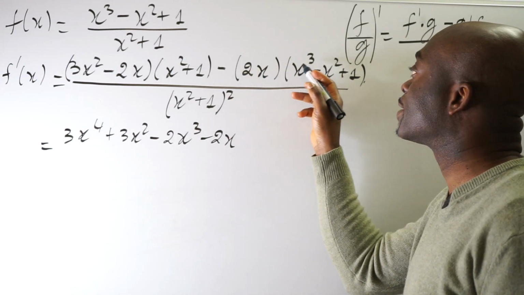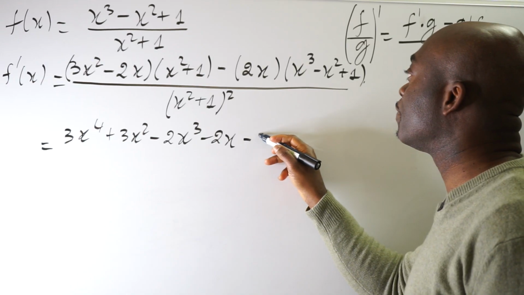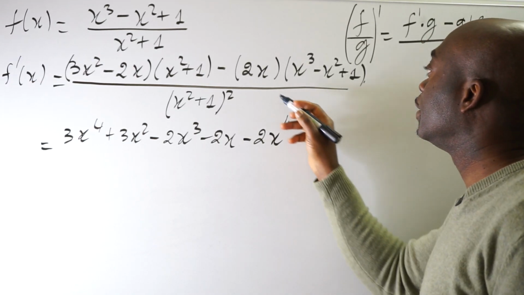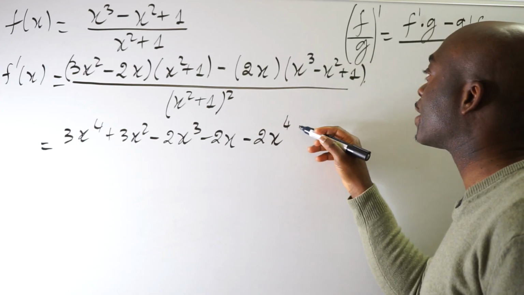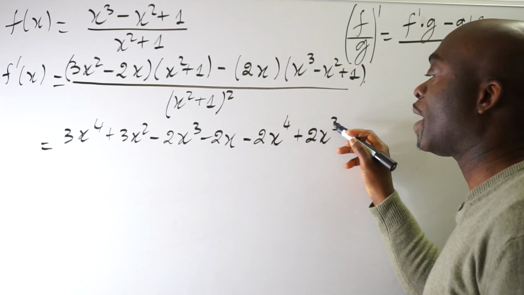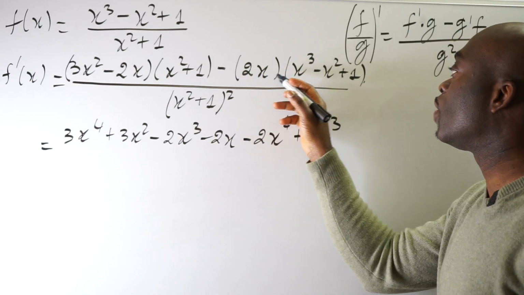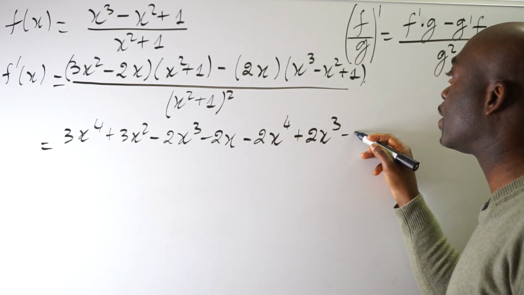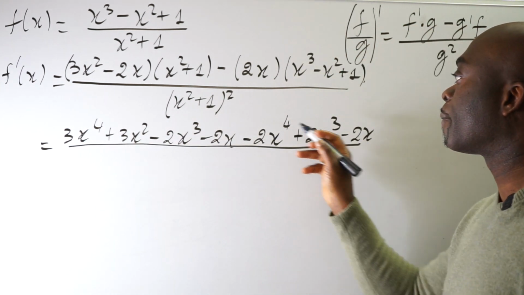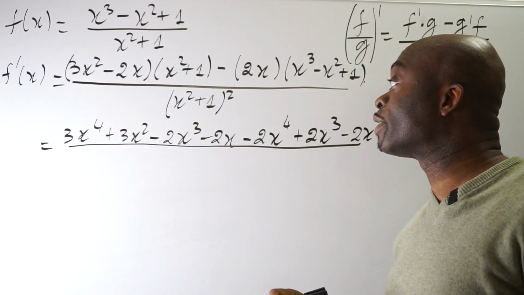All right? And then this one we can already apply the negative sign. So it's negative 2x times x to the third power, which gives us negative 2x to the fourth power. Then negative 2x times negative x to the second power gives us plus 2x to the third power. And then negative 2x times 1 gives us negative 2x. And then the whole over x to the second power plus 1 to the second power.